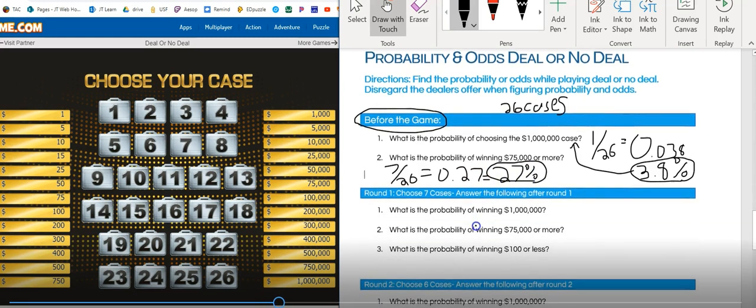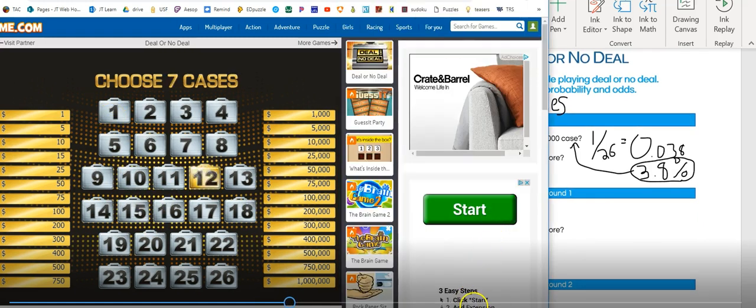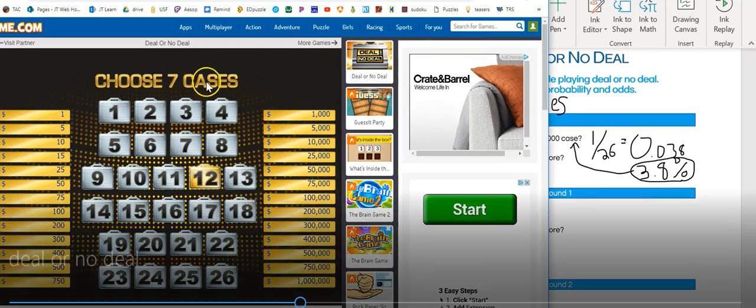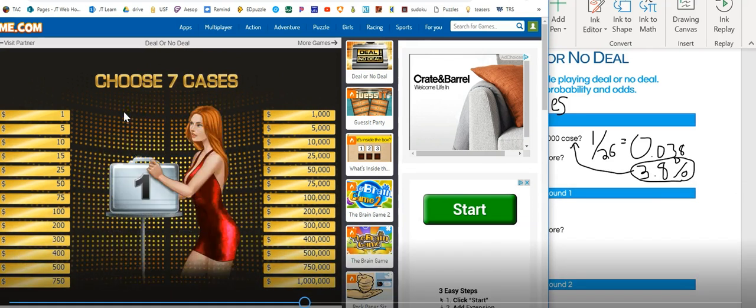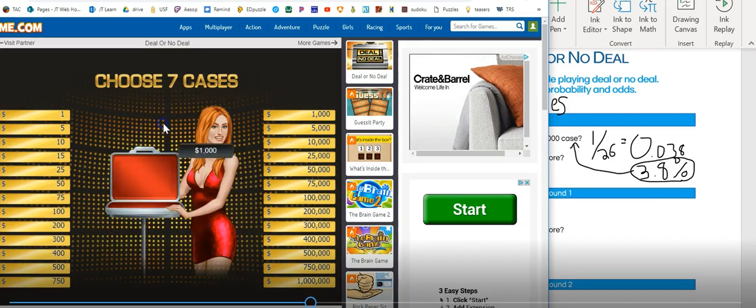All right, so once you answer those 2 questions, you're allowed to pick a case. I don't care which one you pick. I pick 12. Once you pick your case, you now have to open 7 additional cases. This is just how the rounds work. So I'm going to go ahead and pick my cases really quick. You see it just goes through.